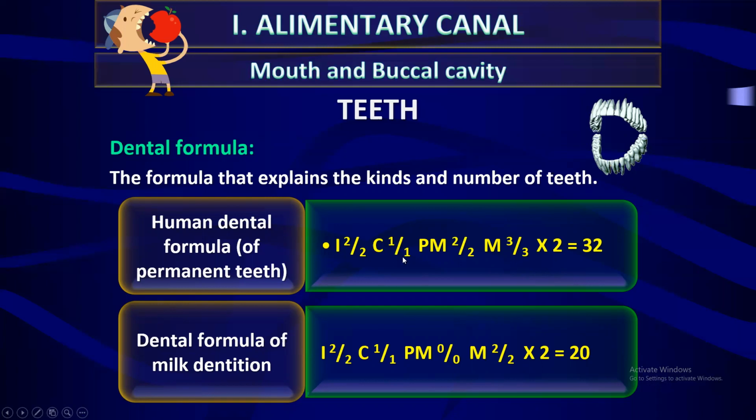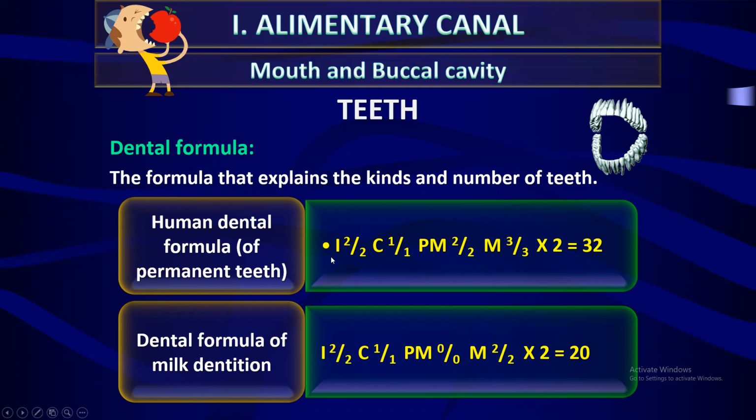Number of canines, 1 by 1. Number of premolars, 2 by 2. Number of molars, 3 by 3. Into twice. So that means 2, 1, 2, 3 by 2, 1, 2, 3, into twice. So here you try to understand the total number of incisors: 8. The total number of canines: 4. Total number of premolars: 8. Total number of molars: 12. So while adding all these, you get 32.